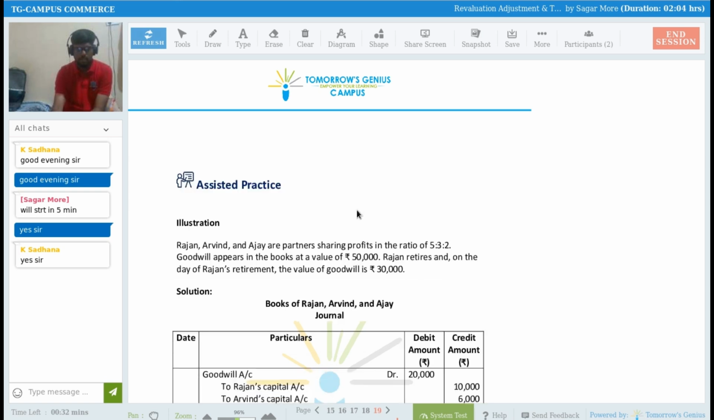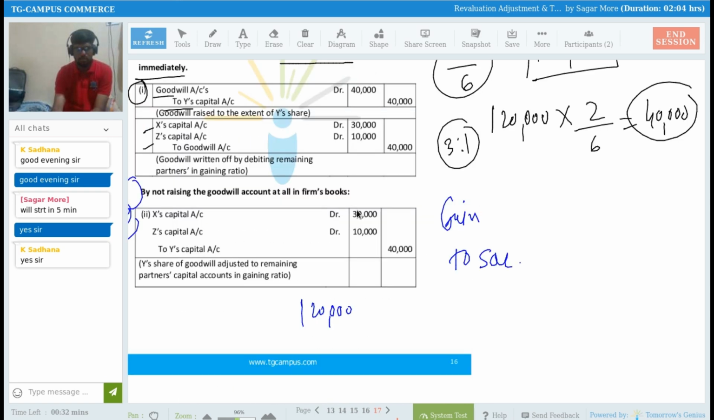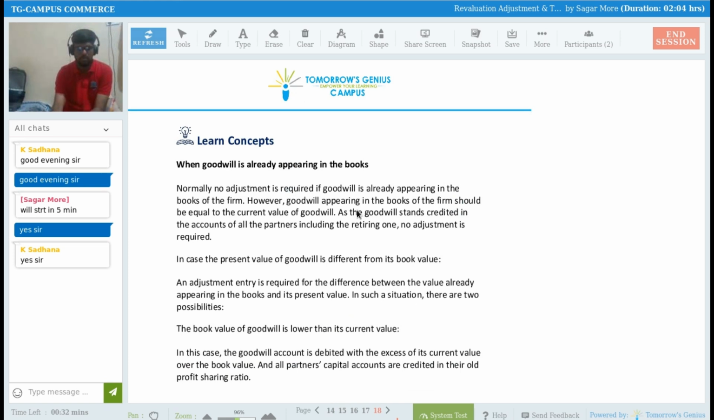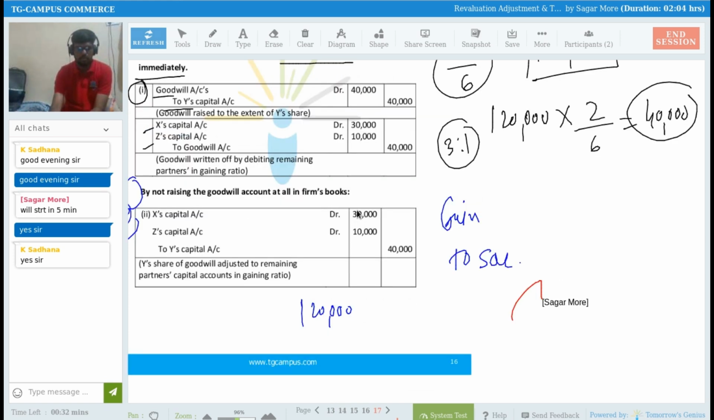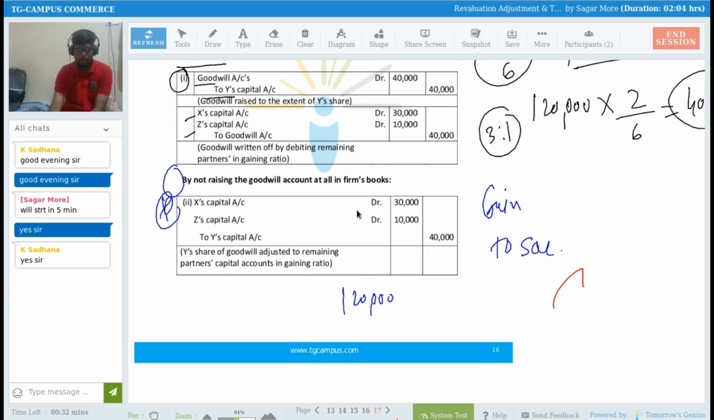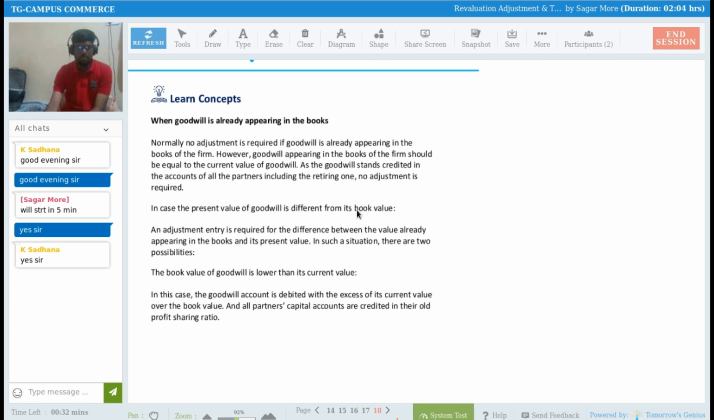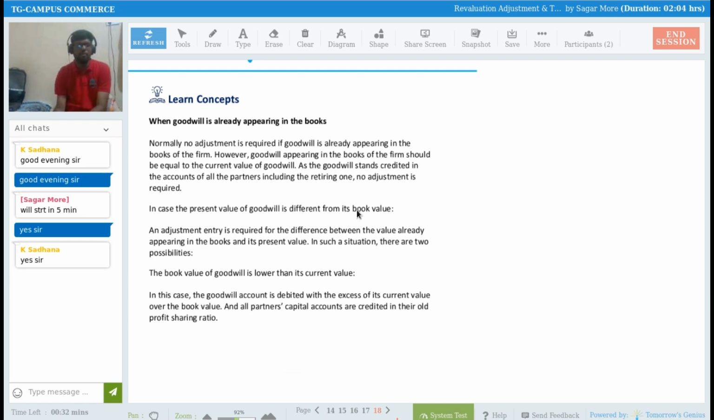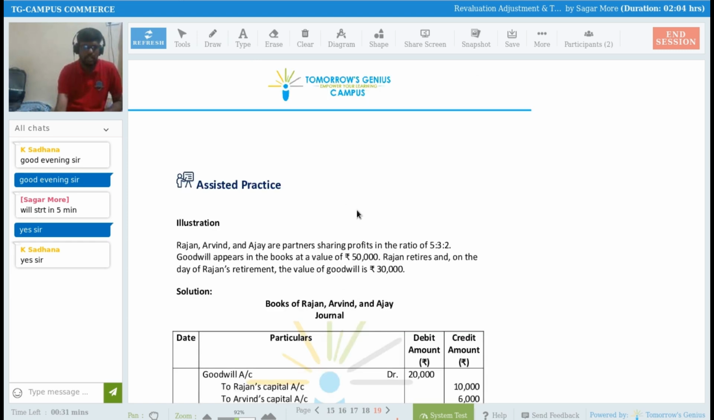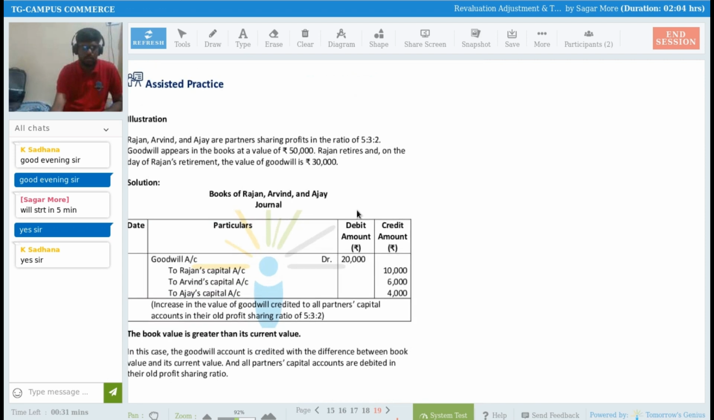Okay, good. Now we have to see the next one. It is again from CA Foundation only. Number 7, goodwill already appearing in the books. So what does it mean, which entries do we have to pass, and how do we adjust? See here. With the help of an example, you can understand better.